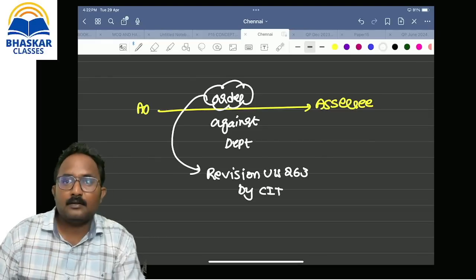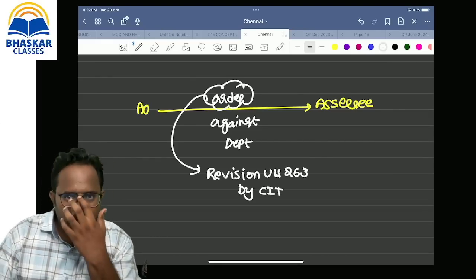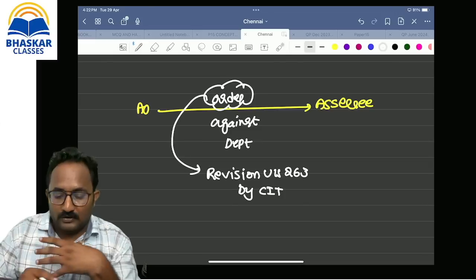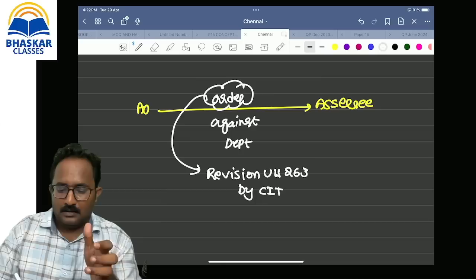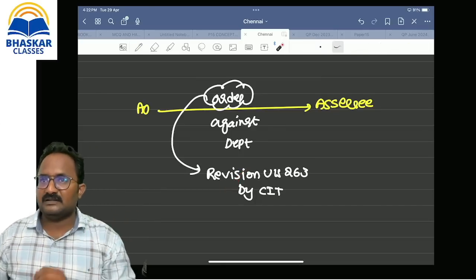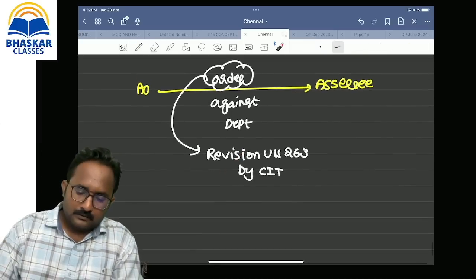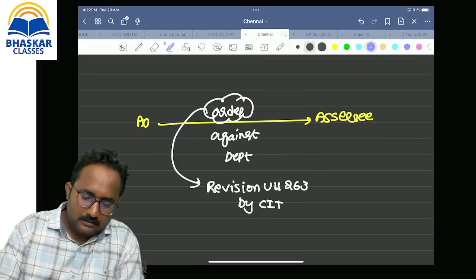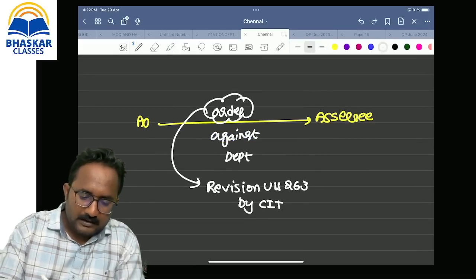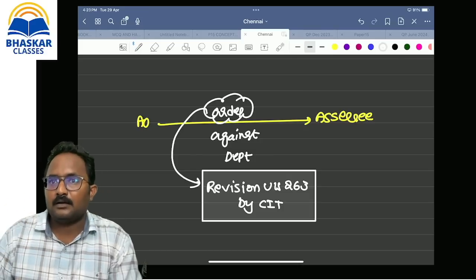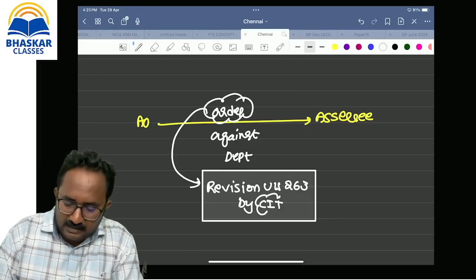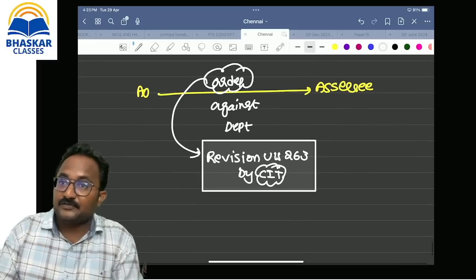CIT. Sir, this is definitely a bonus provision for the department only. Whatever orders against the department are there, they have an option to revise by using this section. So that means they are replacing the order with the revised order under section 263. But SSC is not satisfied with this order. Can you tell me who revised this order, ma? CIT.